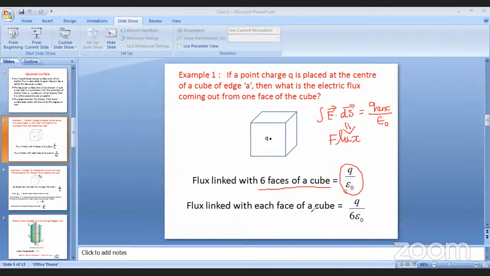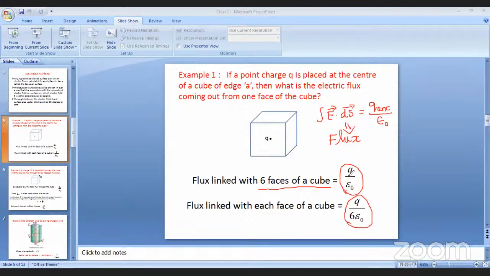So for a single face, what is the flux linked with it? You have to divide this total flux q by epsilon naught by 6. So here, q by 6 epsilon naught. This is logically simple. You have totally 6 faces of the cube, and q by epsilon naught is the total flux coming out through the 6 faces of the cube. And with each face of the cube, you will be getting q by 6 epsilon naught as the flux coming out through each face of the cube.